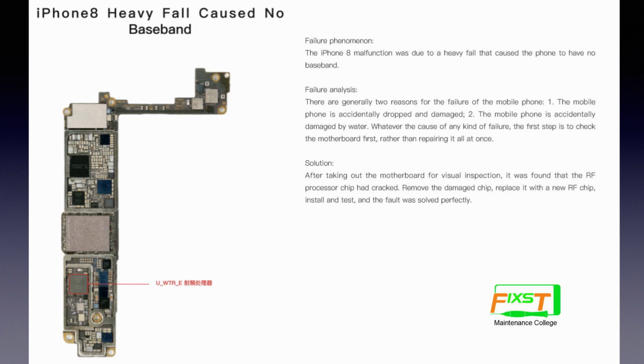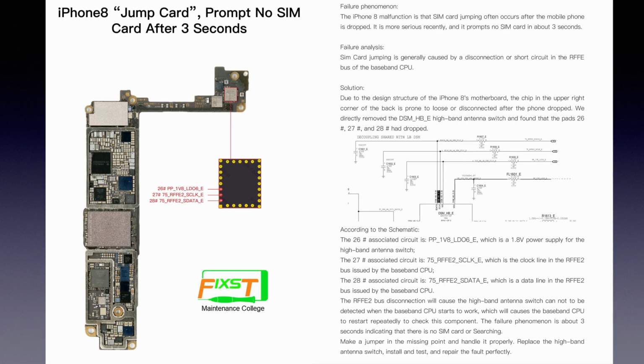The solution is to take out the motherboard for checking, and we find that the RF processor IC is corrupted. Remove the damaged IC and then replace it with a new RF IC. Install and test. This phone has become normal. Okay, switching to the next case.